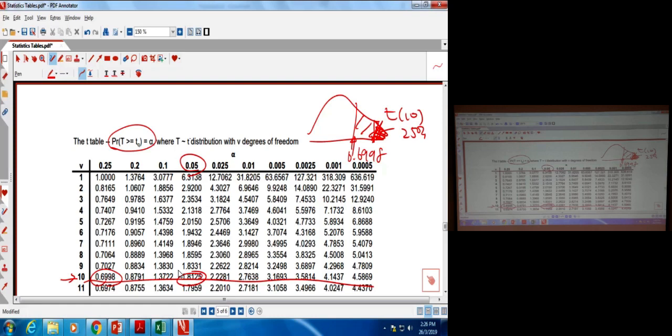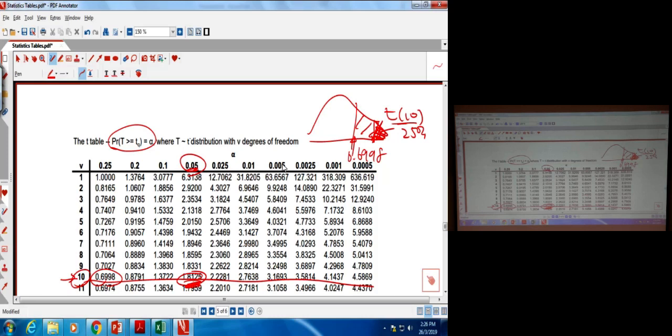So this is the value, saying that for a T distribution with 10 degrees of freedom, the chance greater than this value is 5%. All right? So I just asked, what is the chance that less than a value with 1% chance? There's no such thing as less than 1% in the table.